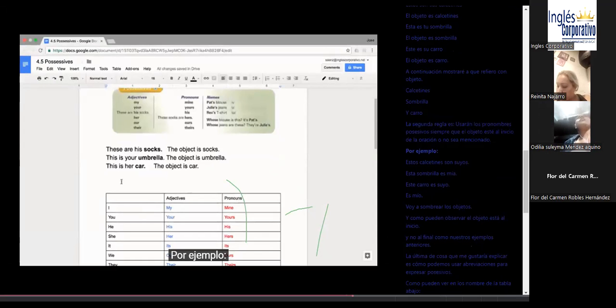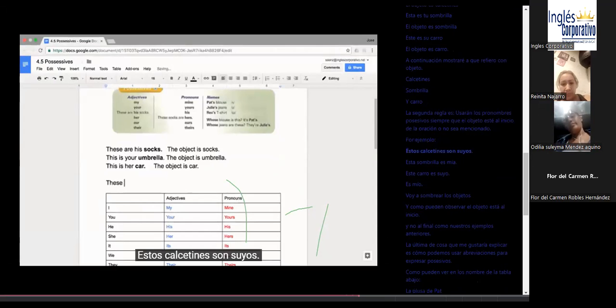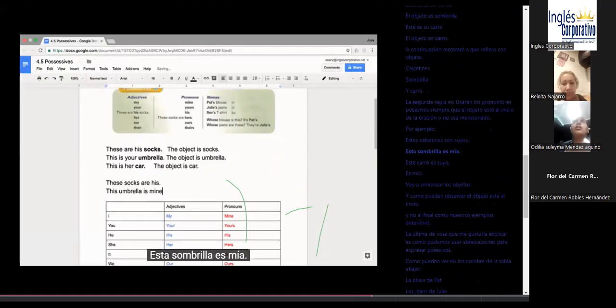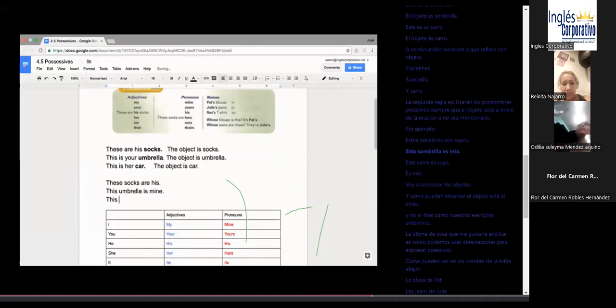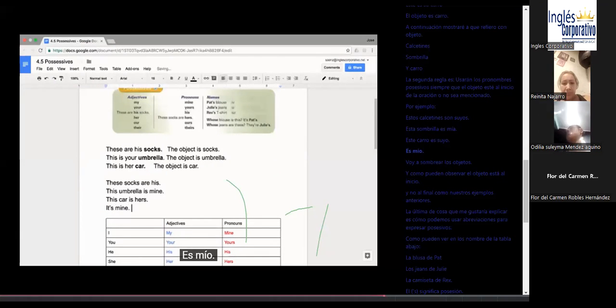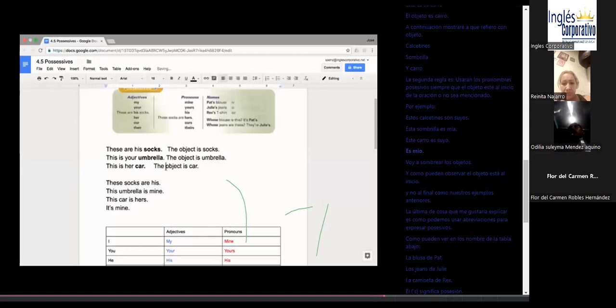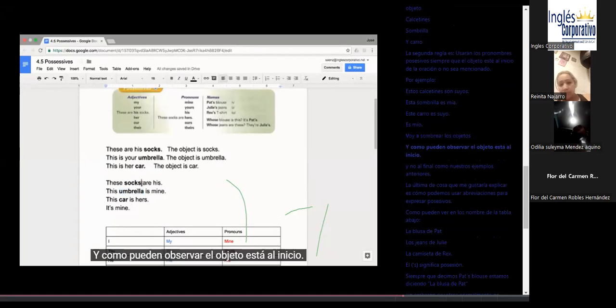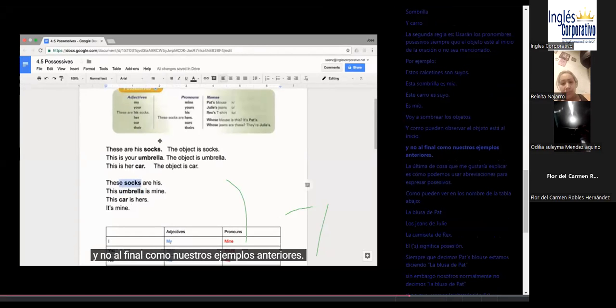Let's work with the same examples to make sure that we don't get lost. These socks are his. This umbrella is mine. This car is hers. It's mine. The object I'm going to highlight, and as you can see, the object is at the beginning, not at the end as in our previous example.